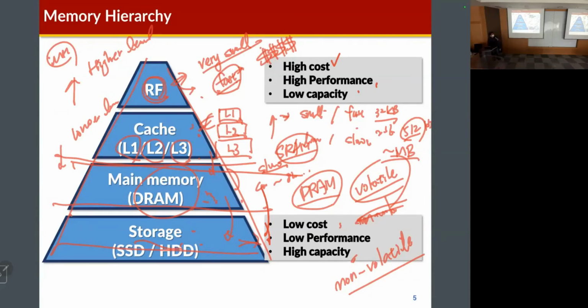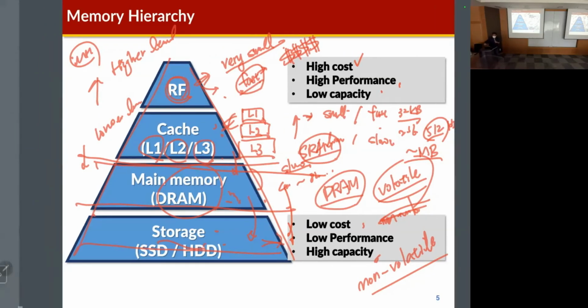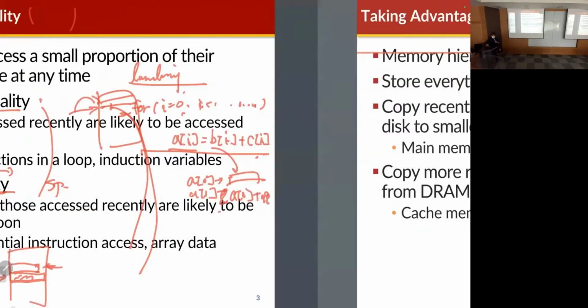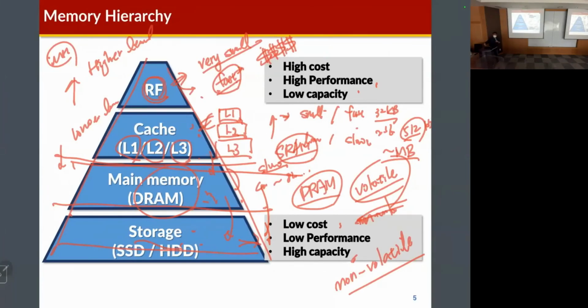But the question is, why do we organize memory devices like this? Why do we use a memory hierarchy? So why did I explain locality before explaining the memory hierarchy?